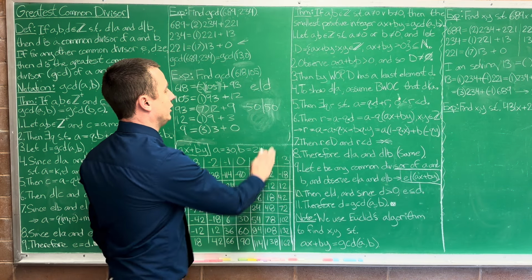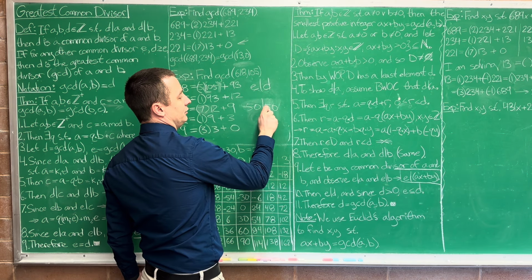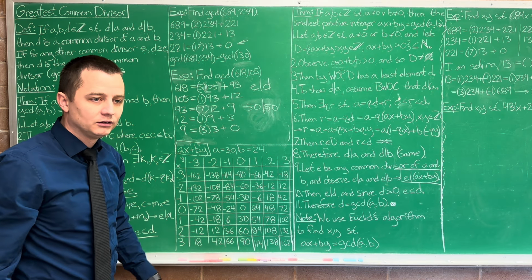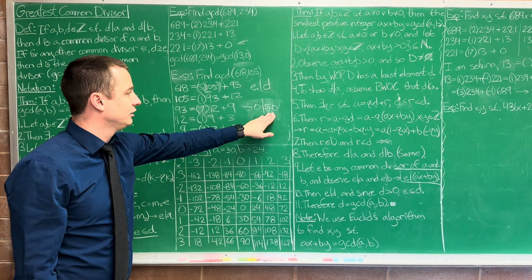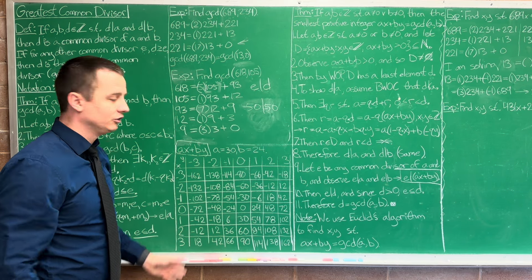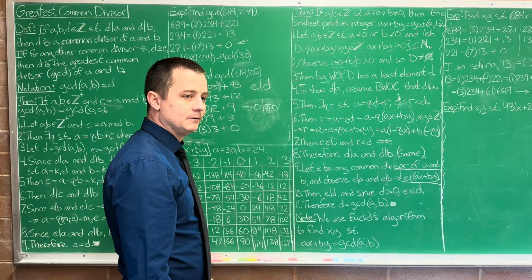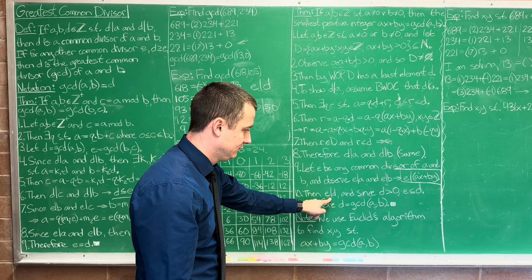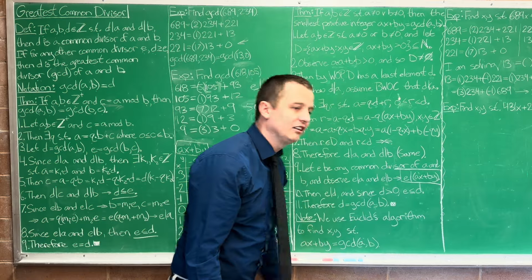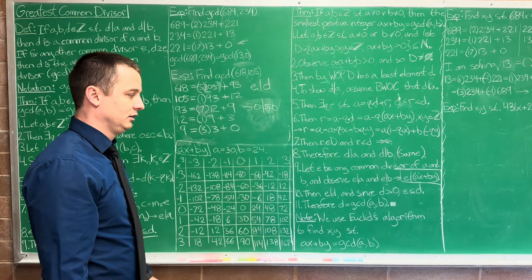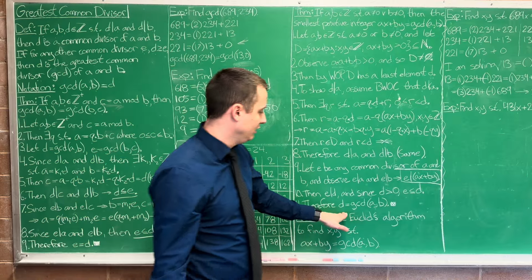Why does it matter that D is a positive number? Notice that 50 can very easily divide negative 50. And negative 50 in this case would be smaller than 50. So that's why it's important that D was a positive number. So since E divides D, and since D is positive, E has to be less than or equal to D. And there we go. Therefore, D is the greatest common divisor.